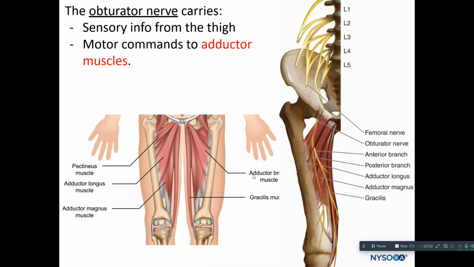It's an extensor of the knee, so it's going to help you straighten your knee out. Now the obturator nerve, on the other hand, is going to sneak through that obturator foramen and then come down to the medial thigh. And it's in that medial thigh that we've got adductor muscles, the muscles that squeeze the thighs together. And we're also going to get sensory information from in here as well. So that's our obturator nerve. Sensory information from the thigh, as well as motor commands to adductor muscles.